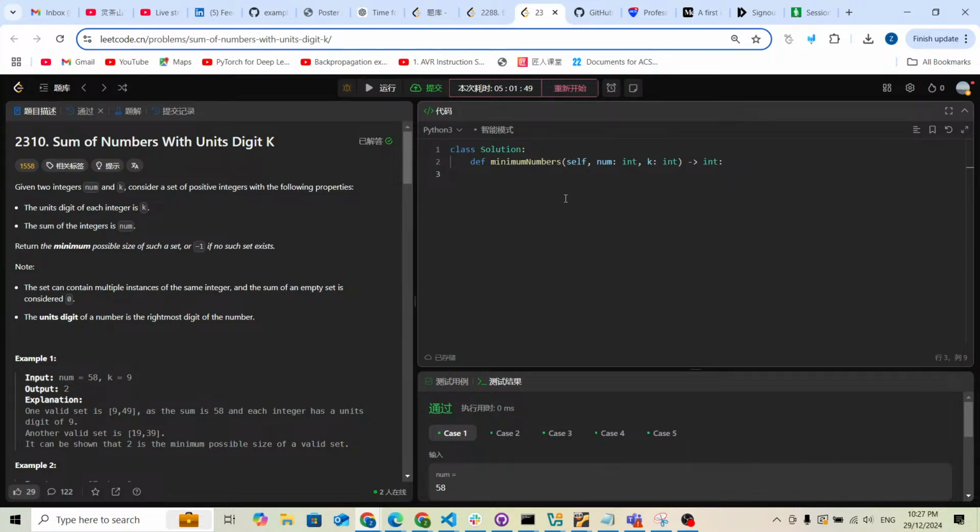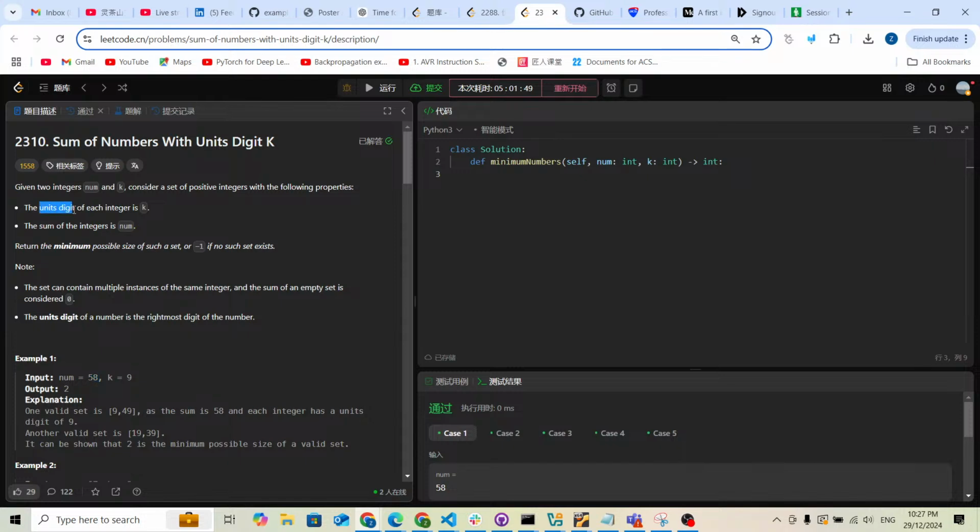Let's try to solve another LeetCode problem, 2310, Sum of Numbers With Units Digit K. For this example, we have to understand what the units digit is. From the beginning I don't understand. We are given two numbers, num and k. Num is 58, k equals 9, and we're going to consider a set of positive integers with the following properties. The first property is that the unit digit of each integer is k.